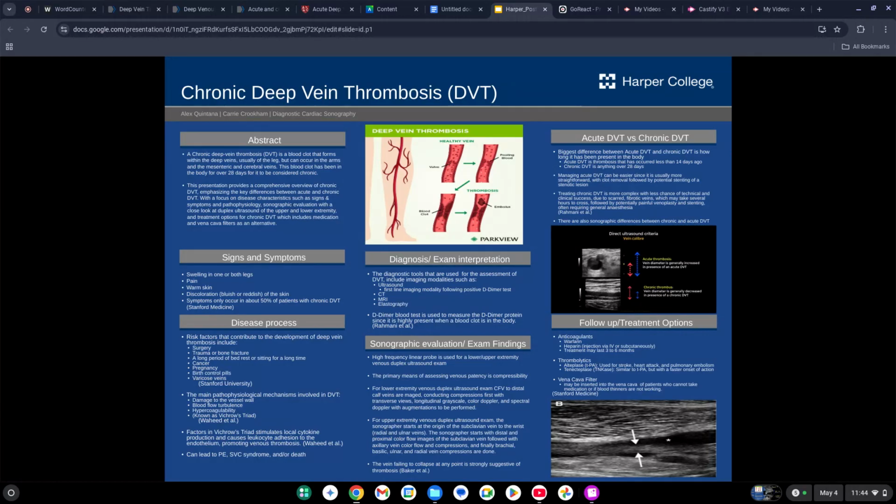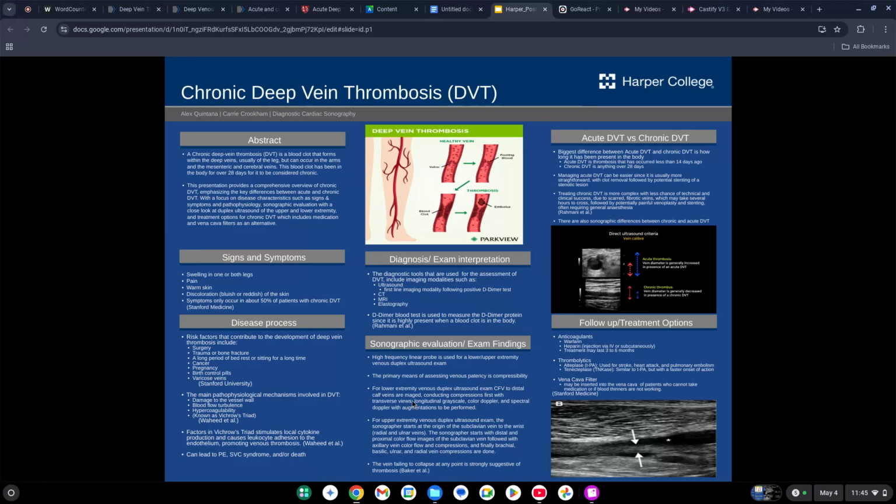For upper extremity venous duplex ultrasound exams, the sonographer starts at the origin of the subclavian vein and goes to the wrist. So the radial and ulnar veins are imaged. The sonographer starts with distal and proximal color flow images of the subclavian vein, followed by axillary vein color flow and compressions. And finally, brachial, basilic, ulnar, and radial vein compressions are done.